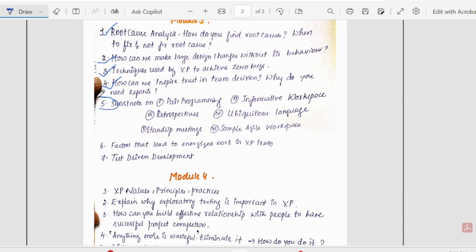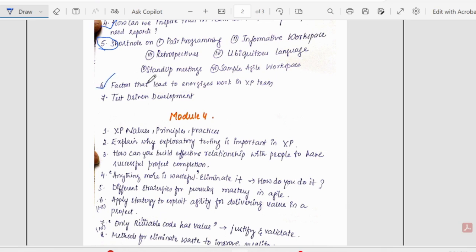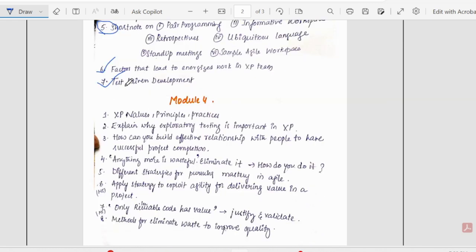Along with that, this fifth question, guys, comprises 6 subparts. Each of them is of 10 marks. They can ask us to explain pair programming with an example. So make sure you study pair programming properly and also demonstrate the topic with an example. Then we have informative workspace, retrospective, ubiquitous language, stand-up meetings, sample agile workspace. Next we have, what are the factors that lead to energized work in XP? This question has appeared in the sample paper. It was there in the internal question paper also. Then we have the concept of test-driven development in Agile methodology.